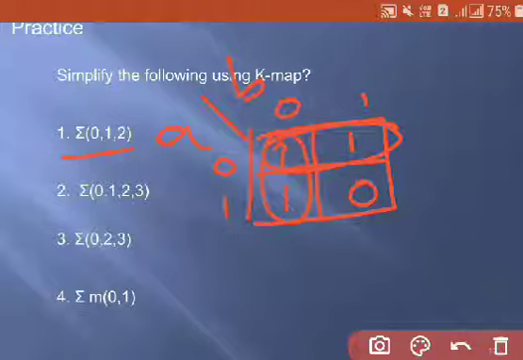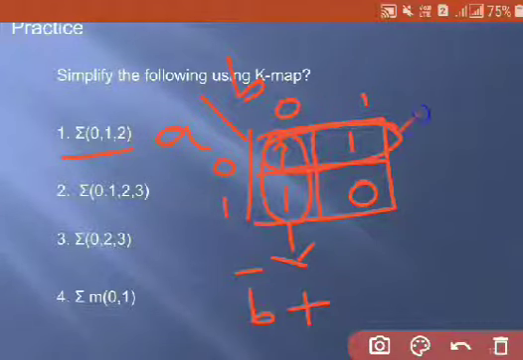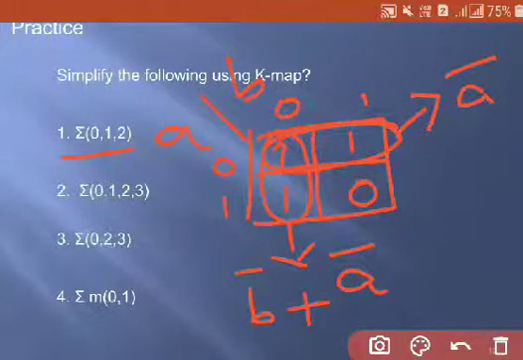So what is the expression for this vertical pairing? A gets cancelled, A bar and A, so the leftover term will be B bar. Plus, what is the term corresponding to this pairing? B gets cancelled, B bar and B, so the leftover term will be A bar. So B bar plus A bar is the expression for the given first function, summation 0, 1, 2. Likewise, you can simplify the other functions also with the help of the two variable K map.